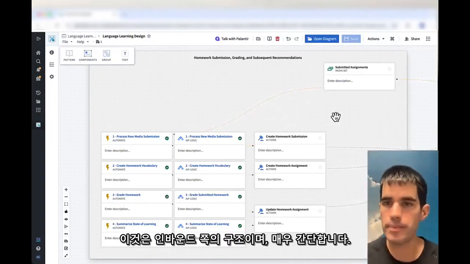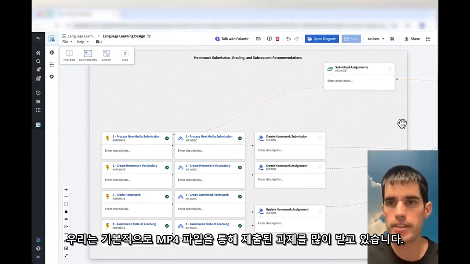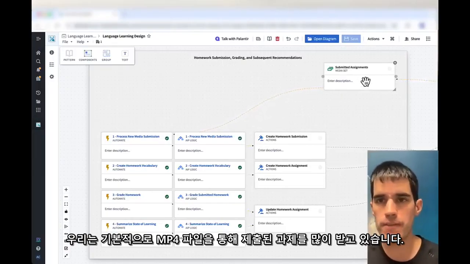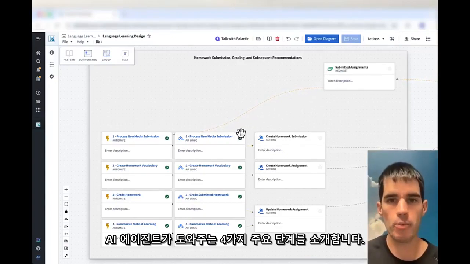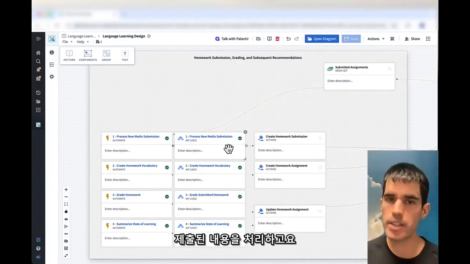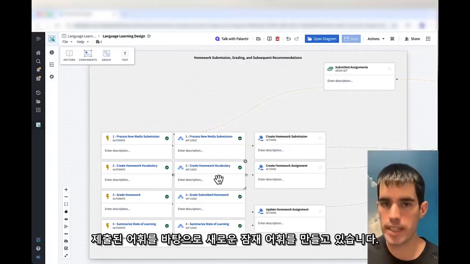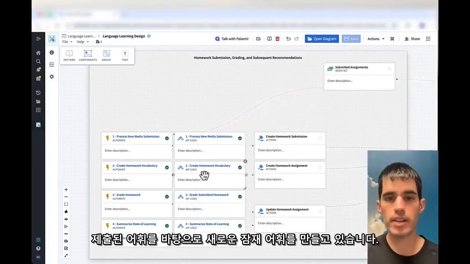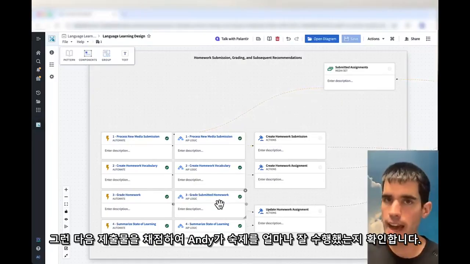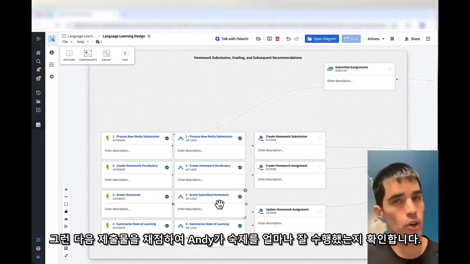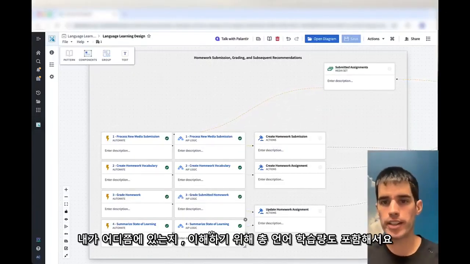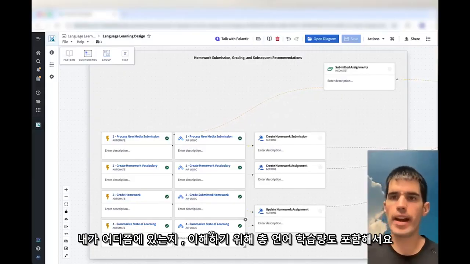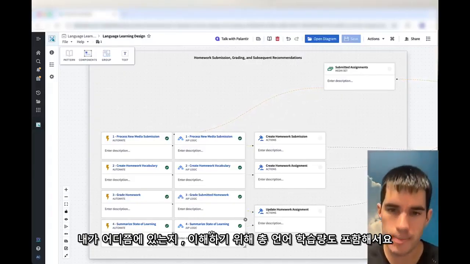And it's super simple. We basically are taking a bunch of submitted assignments via, say, MP4 files, and we're taking 4 major steps that our AI agents are helping us with. We're processing those submissions. We're creating new potential vocabulary from those submissions. We're then grading the submissions to see how well did Andy do on his homework. And then finally, we're summarizing the state of learning. So we're taking a meta view of the total amount of learning that I've done to get an understanding of where am I in my language learning journey?